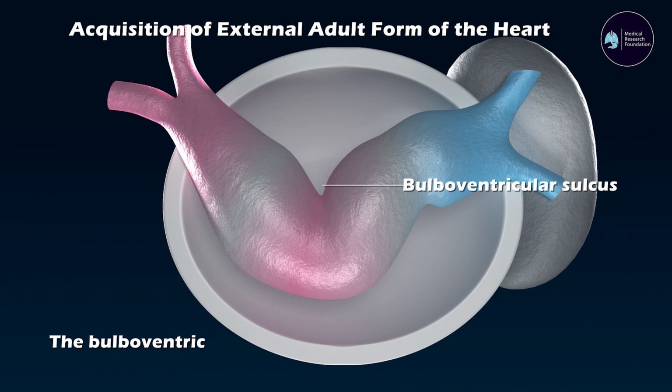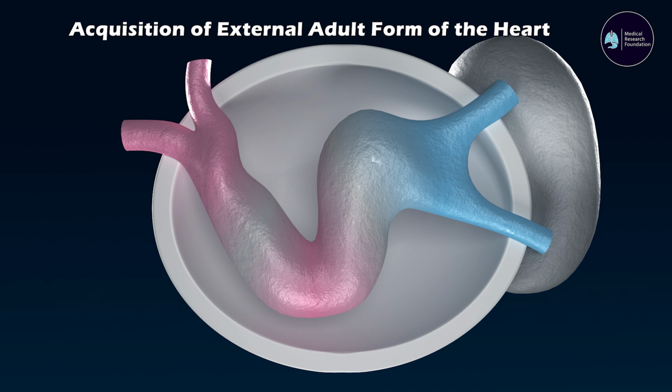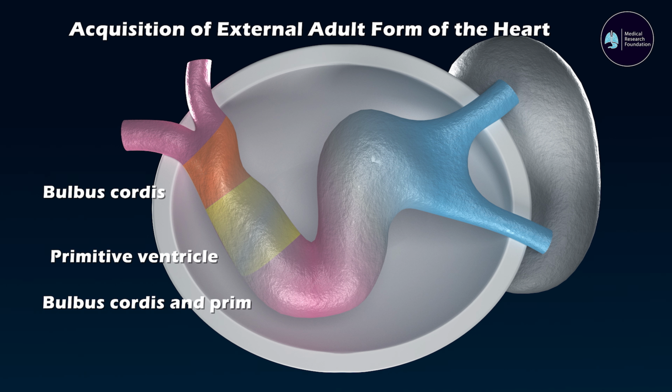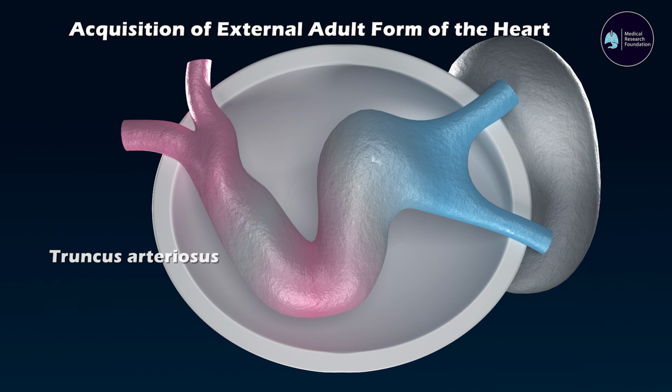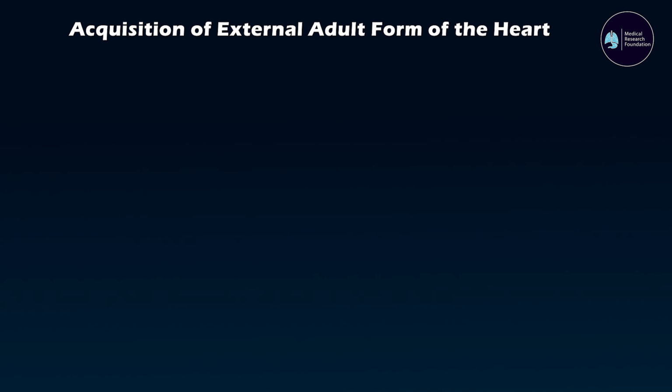The bulboventricular sulcus disappears, and the bulbus cordis and primitive ventricle together form a common chamber, the ventricular chamber, and the atrial chamber lies behind it. Truncus arteriosus expands. As it does, parts of the atrium come to project forwards on either side of truncus arteriosus as auricles.